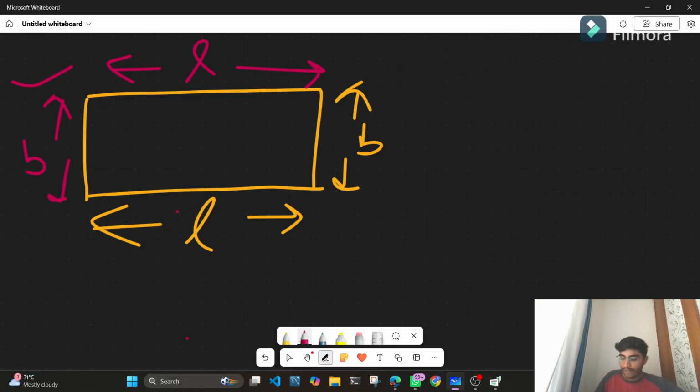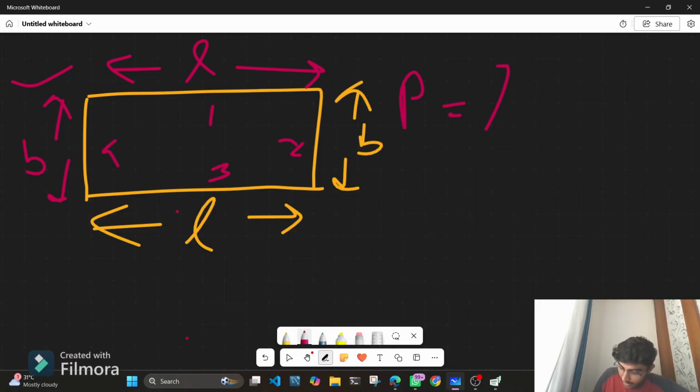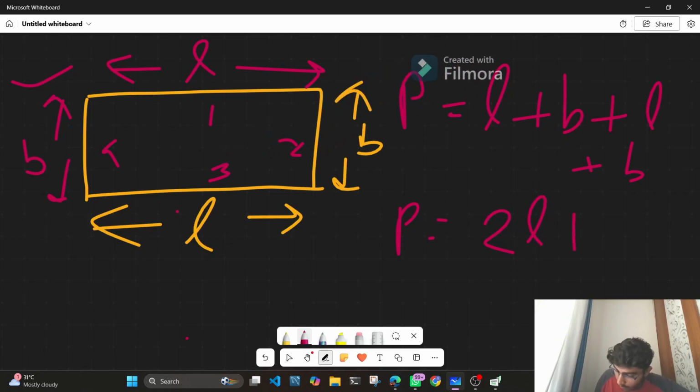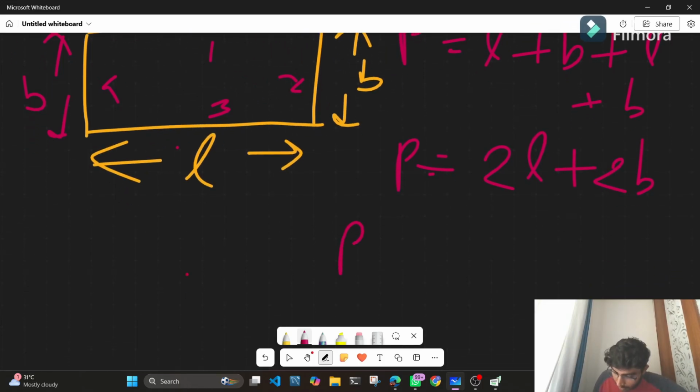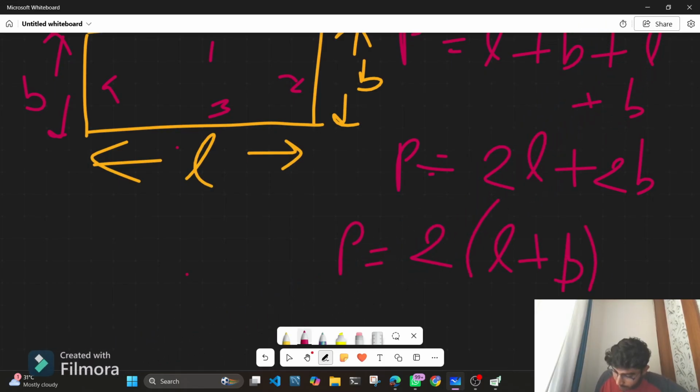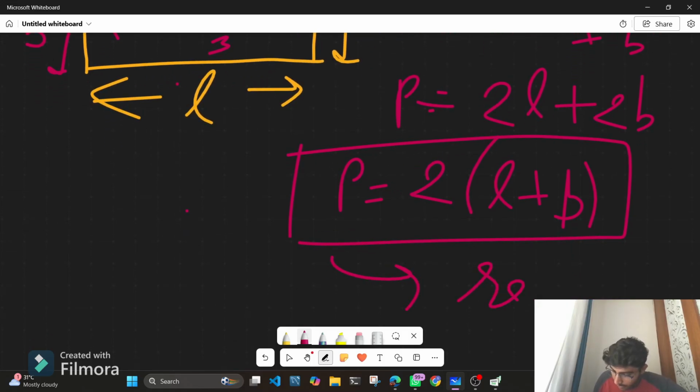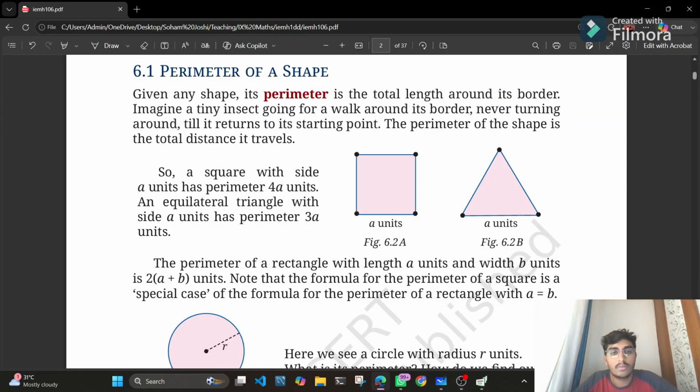Now if I add them, let's say the perimeter is P. First, second, third, fourth side. The first side is L, the second is B, the third is L, and then again B. So I get 2L plus 2B. In short, we can write it as P is equal to, taking two common, 2 times L plus B. So this is the formula for the perimeter of a rectangle. I hope that is understood.